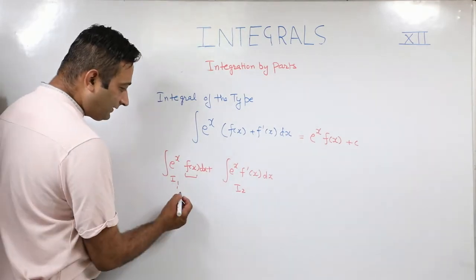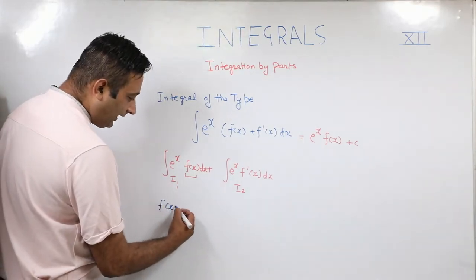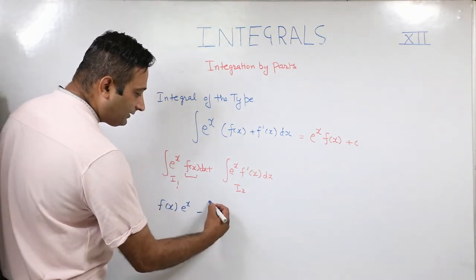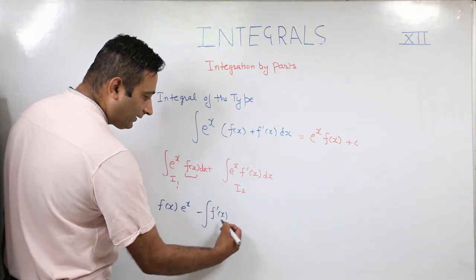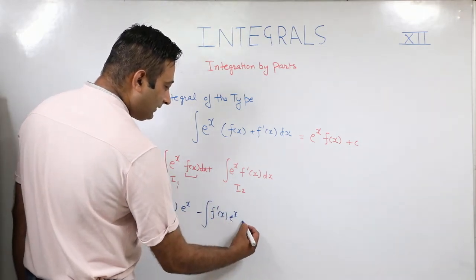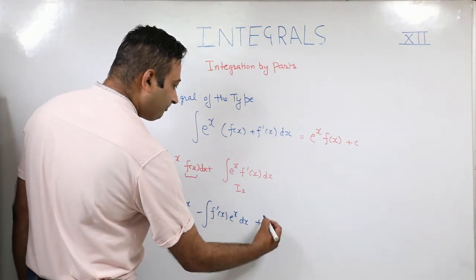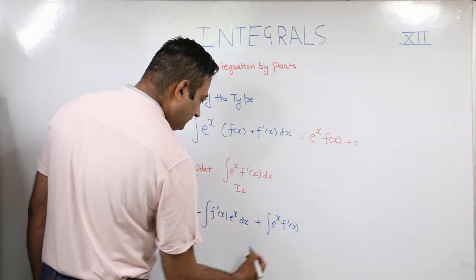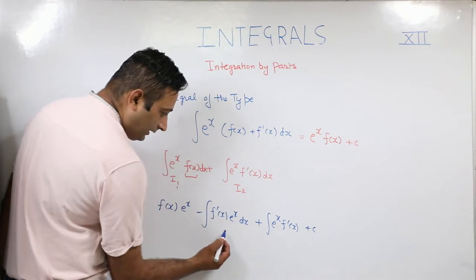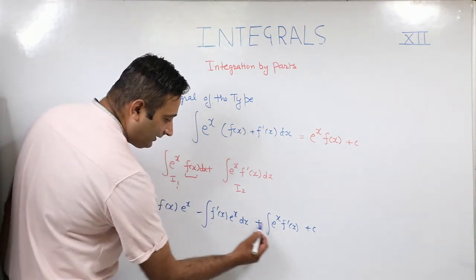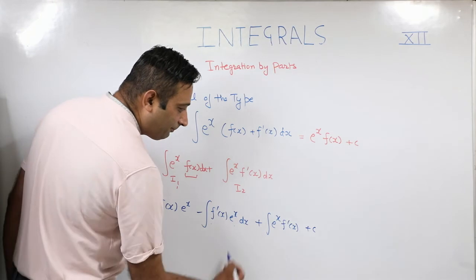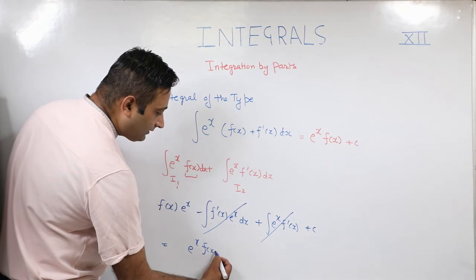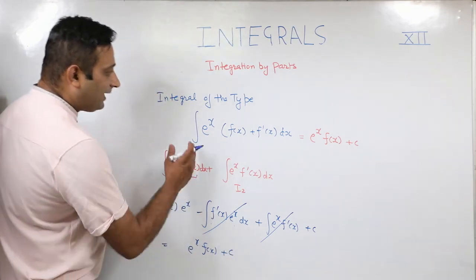Now we take f of x as the first function, and the integral of the second function e raised to the power x will be e raised to the power x, minus the derivative of the first function, that is f dash x, into the integral of the second part, that is e raised to the power x dx. When we write plus I2, it will be e raised to the power x f dash x. Now you can see that e raised to the power x f dash x dx is present with the minus sign and with the positive sign. So it will be cancelled. So we are ended with e raised to the power x f of x plus c, which has been proved.